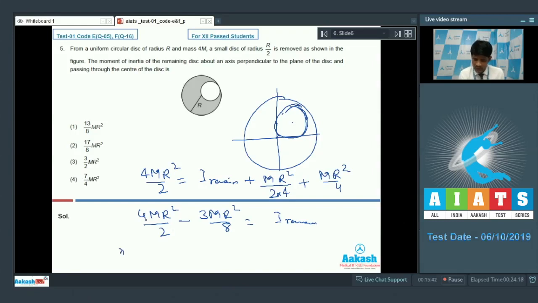So multiplying by 4, this is 16 minus 3. I am left with 13 mr square divided by 8 as the moment of inertia of the remaining portion. For question number 5, option 1, 13 by 8 mr square is the moment of inertia of the remaining portion about this central axis. That's the answer.